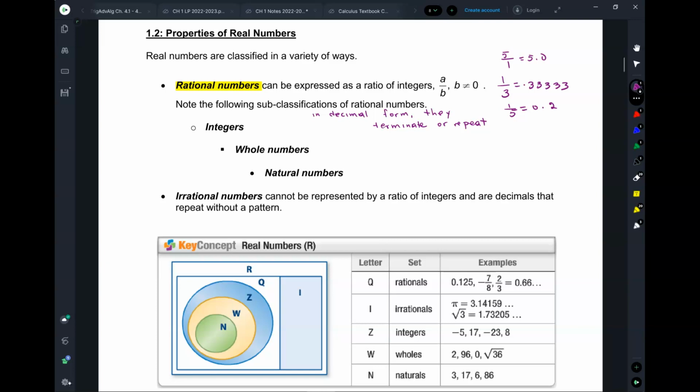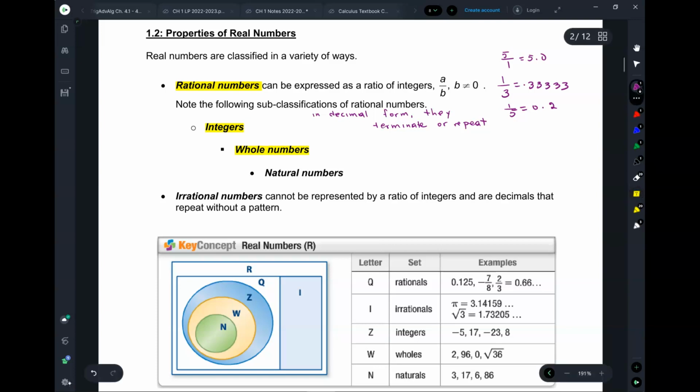Okay, so in these rational numbers, we have further subsets. We have the integers, the whole numbers, and the natural numbers. Okay, so the integers are basically all of the numbers that have a denominator of 1, right? So 5, -2, right? All of those. -2, 17, 2054, and so on. Integers.